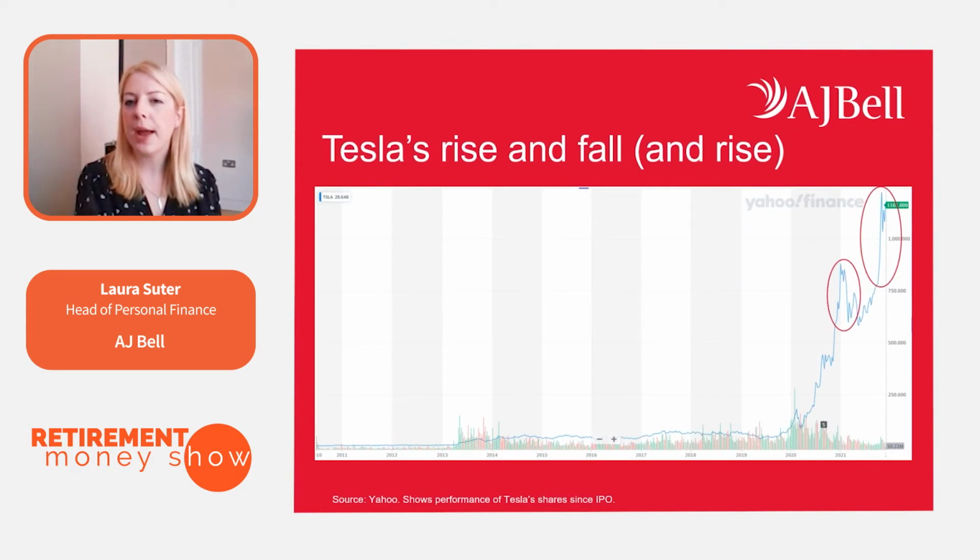So if we compare the valuation of the company, the average stock in the S&P 500 index trades at about 24 times its trailing earnings. At the moment, Tesla trades at 365 times its trailing earnings. So this is another potentially cautionary tale of where investors have rushed in to grab a bit of that growth.